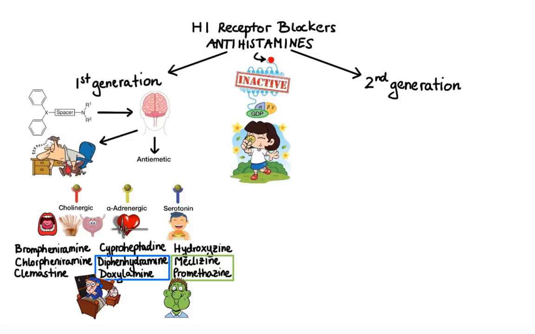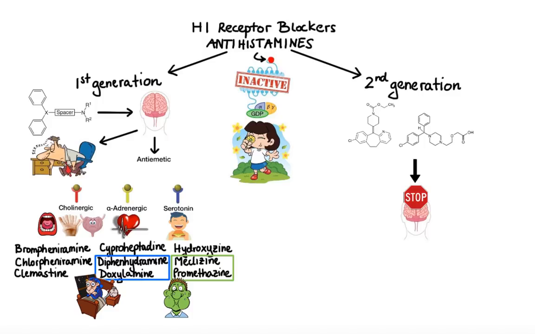Now let's move on to the second-generation H1 antihistamines. Unlike the first generation, second-generation agents have a bulkier and less lipophilic structure. Therefore, they do not cross the blood-brain barrier as readily. Furthermore, they are much more selective for the peripheral H1 receptors involved in allergies as opposed to the H1 receptors in the central nervous system. As a result, second-generation drugs provide the same allergy symptom relief but with fewer side effects such as sedation.